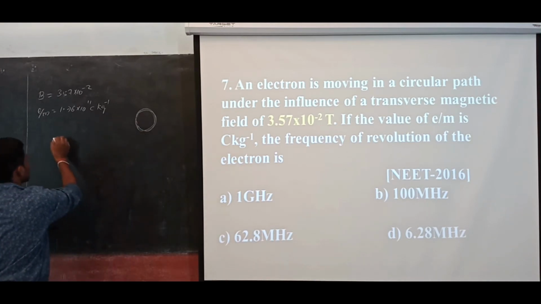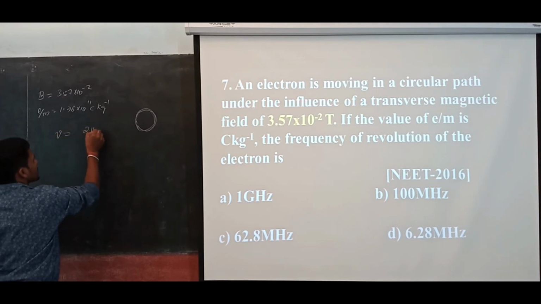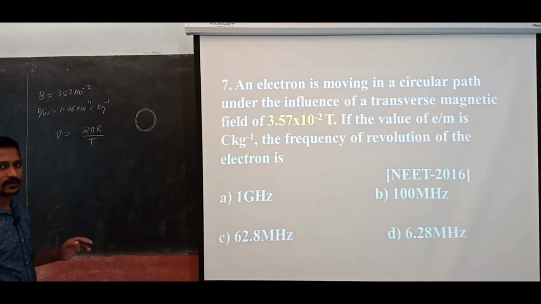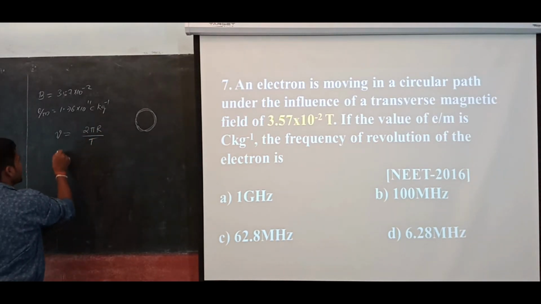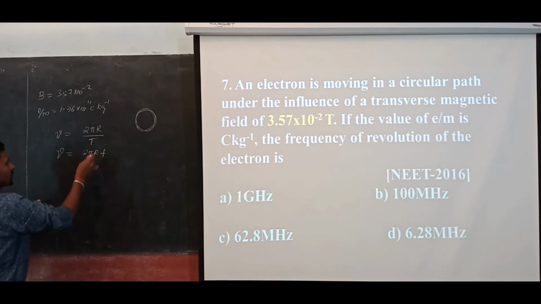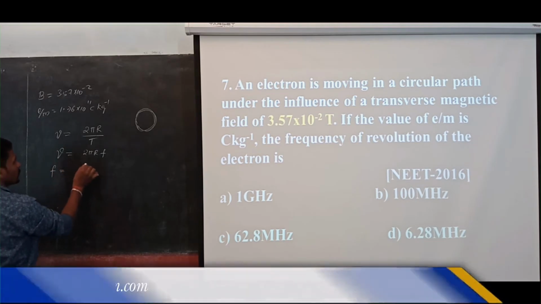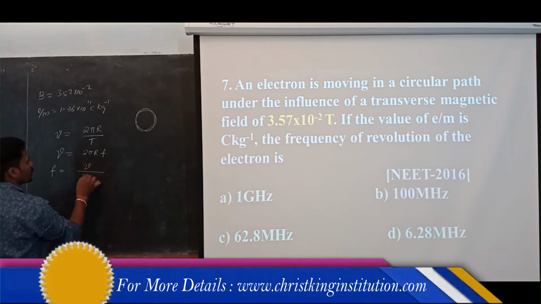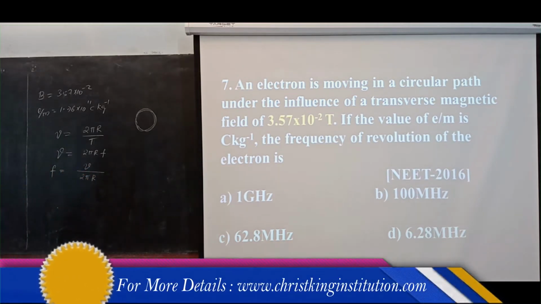Now you know that frequency or time period, you can write velocity is equal to distance by time for one revolution. So 1 by T, I can write velocity is equal to 2 pi r into f. F you have to find out, which is equal to v divided by 2 pi r. F is equal to v divided by 2 pi r. But can we use this equation?